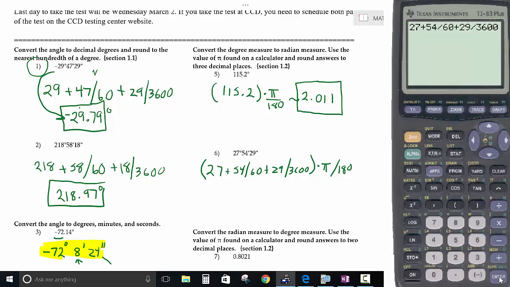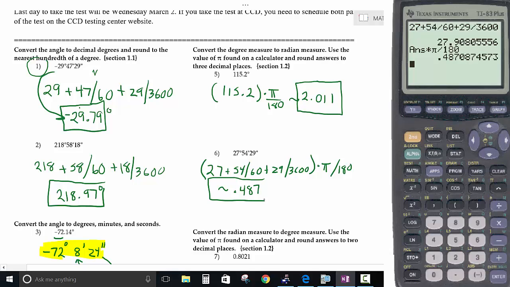Now you can do this in 2 steps. So you can take that, and then you can go times, then you can do the pi key over 180. I forgot to put my parentheses in, but it doesn't really matter. You can do that in 2 steps. So anyway, if we're going to round this to 3 decimal places, that would be 0.487 as the approximate answer of the problem. Okay. All right, so you can do that like that.